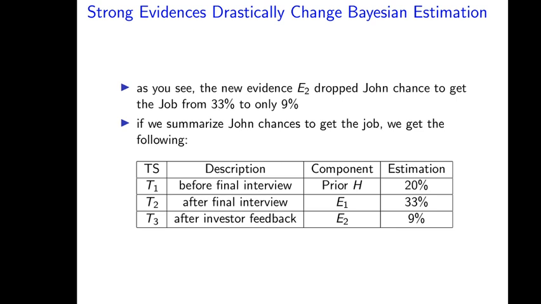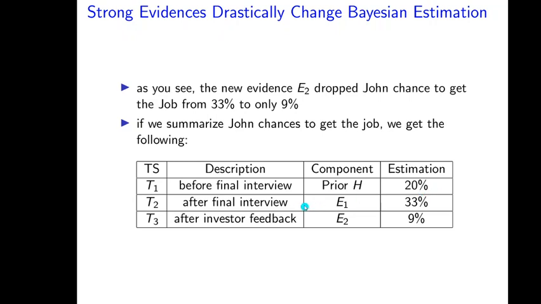And if we summarize John's chances to get the job according to Bayes' theorem, we can summarize it in this simple table. Here we have the three timestamps. The first timestamp is where we draw our prior hypothesis, where before the final interview we give John 20% chance to get the job.